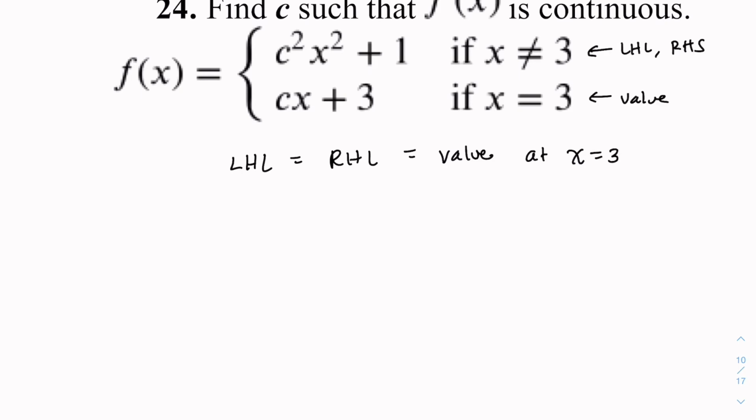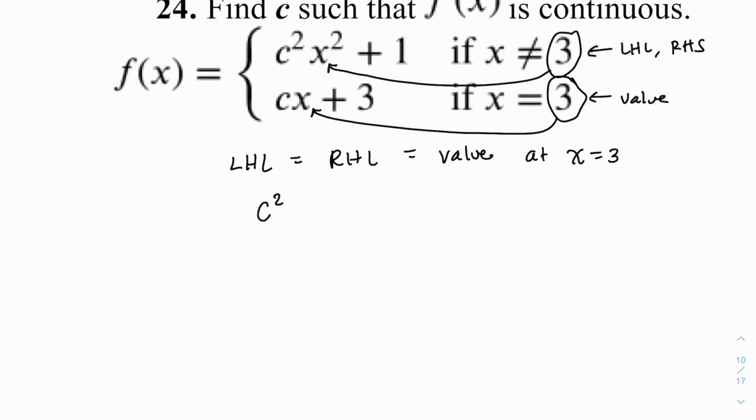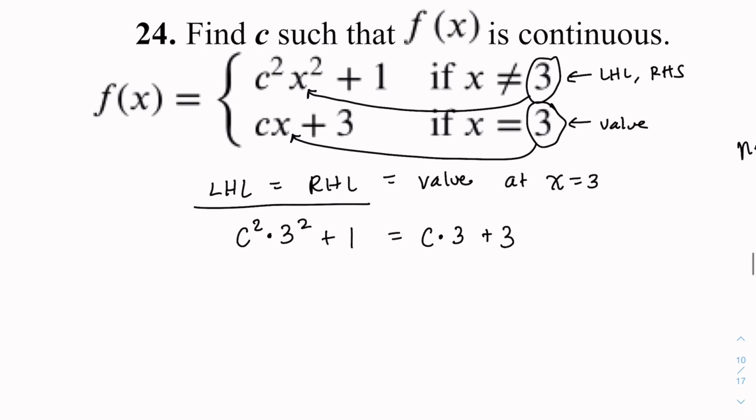So let's plug in 3 for x, everywhere we see an x, and then set them equal to each other. So we have c times 3 squared plus 1, that's the left-hand limit, right-hand limit side, equals the value. So when x is 3, we're left with c times 3 plus 3. The question is, find c, so that the limit equals the value. Let's continue. That's 9c squared plus 1 equals 3c plus 3.